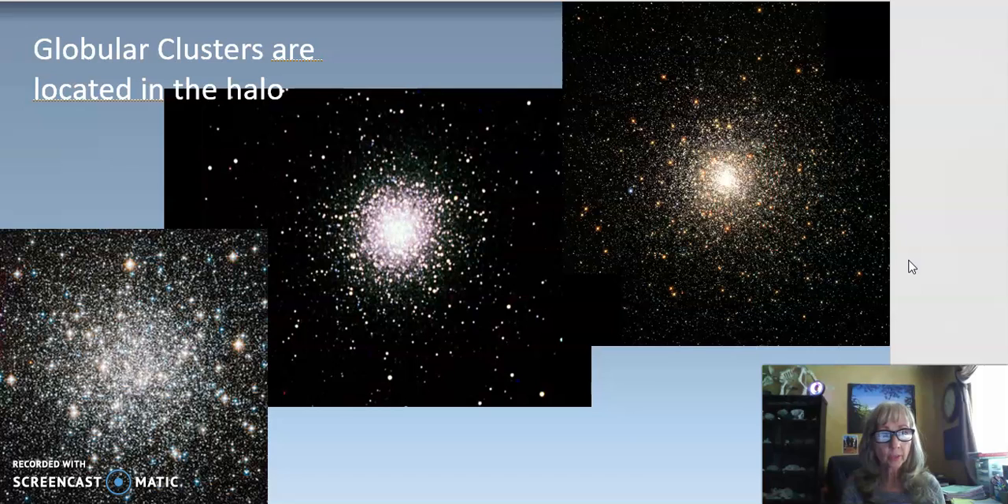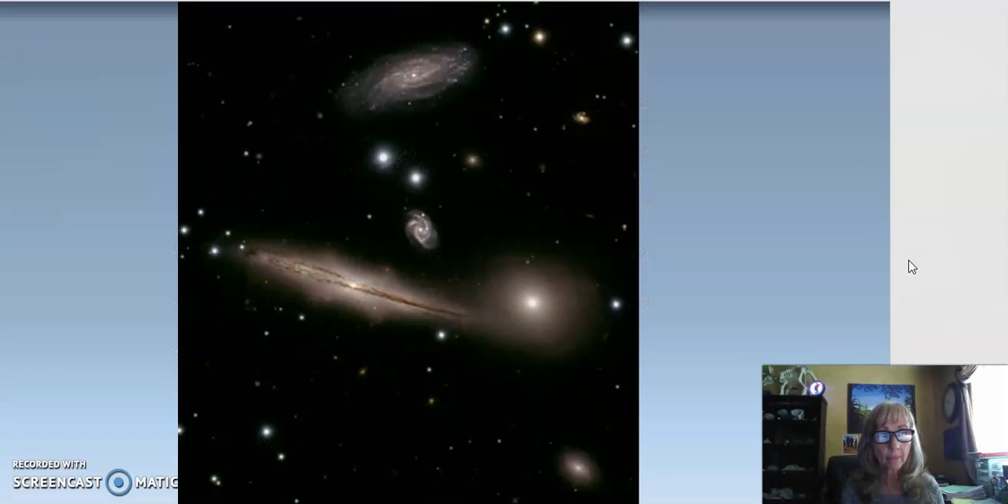So we know that globular clusters look like these giant snowballs of stars, and that those are located out in the halo of the Milky Way, not in the disk. And then we have galaxies that we can see farther off, and these are not part of our Milky Way, but we can see them with our telescopes in the distance.